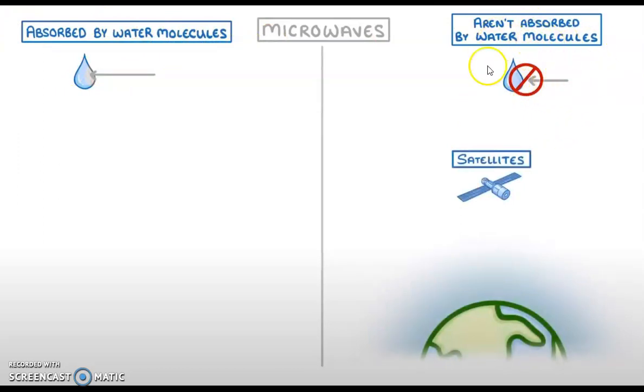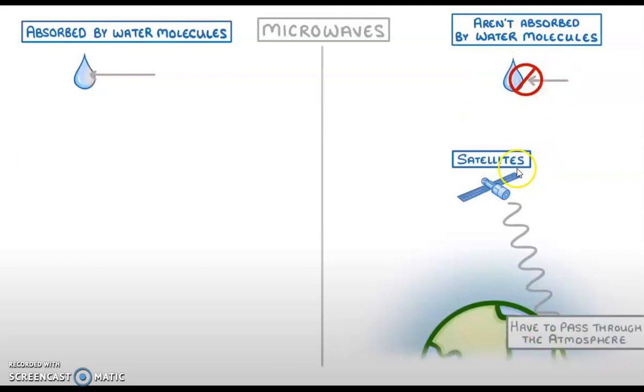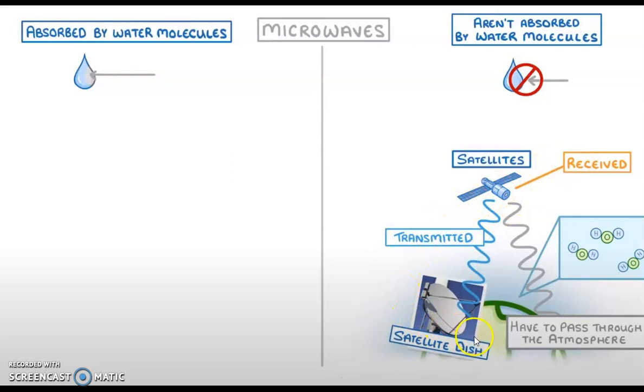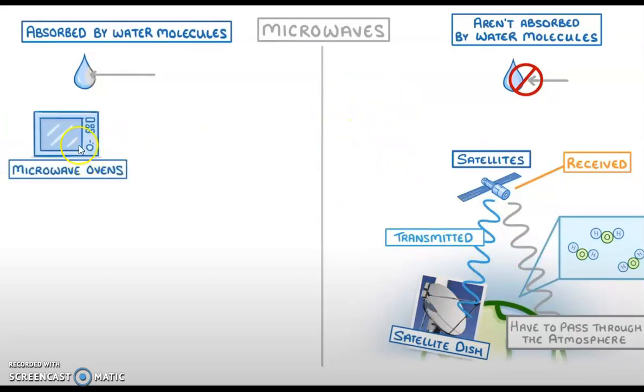Another application of those that are not absorbed is the searchlight. Of course, it has to pass through the atmosphere. It passes through the atmosphere when we look at the searchlight. This is what you find through the searchlight. Of course, it is received and transmitted. It is a kind of satellite dish, and this is exactly what we talk about when we are referring to microwaves. If you talk about absorbed by water, now this refers us to microwave ovens.